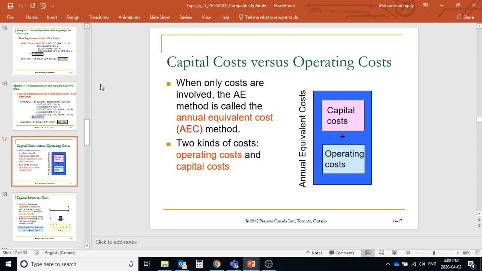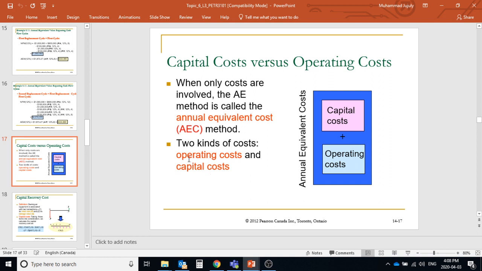Now this is your capital cost. So you divide your capital cost, this $20,000, over a time period. Usually it's like 5 to 7 years, and each year you have divided these equal parts.